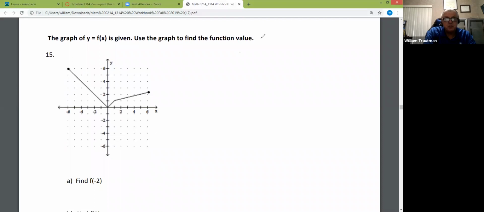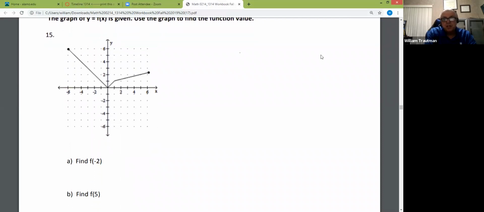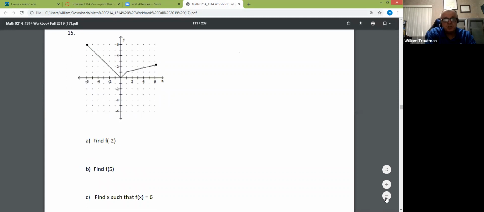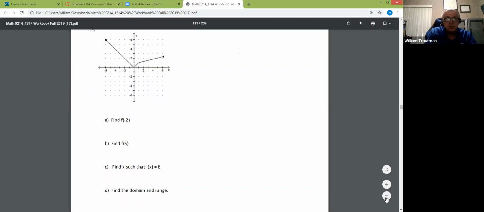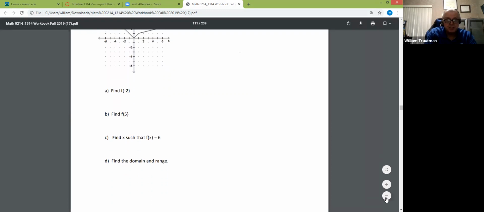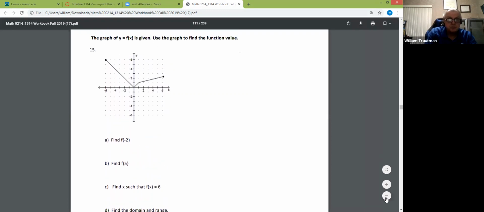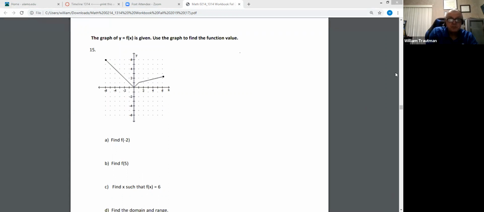Okay, so we have to use this graph, and I think I'm going to make this smaller so I get a bigger picture in here. So here they just give us this picture, and find f of negative 2. So when it says find f of negative 2, what are we looking for?